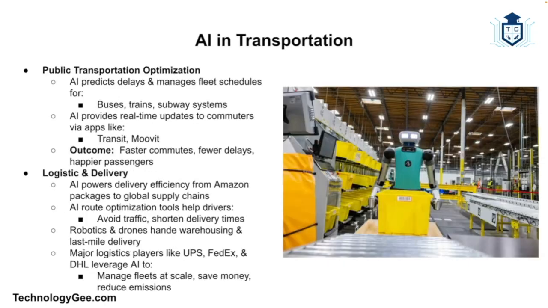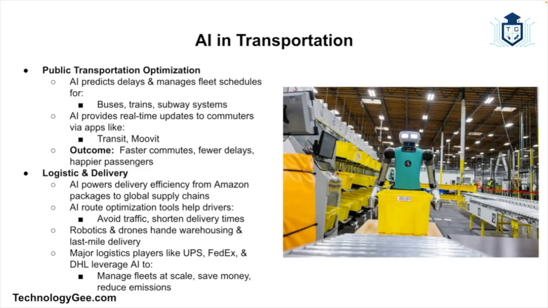Next, there's public transportation optimization. AI helps buses, trains, and subways run more efficiently by predicting delays, managing fleet schedules, and providing real-time updates to passengers. Apps like Transit or Moovit use AI to give commuters the fastest routes and alert them about service changes. And then there's logistics and delivery.